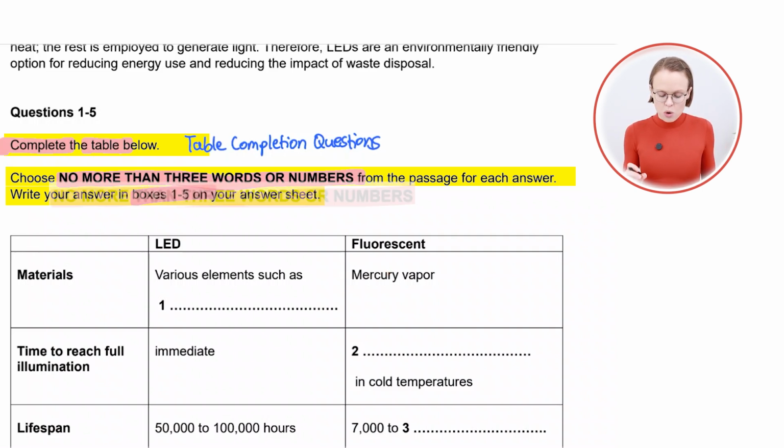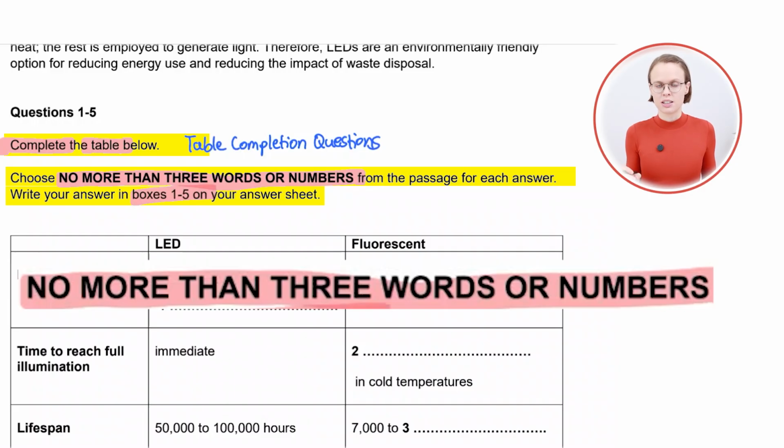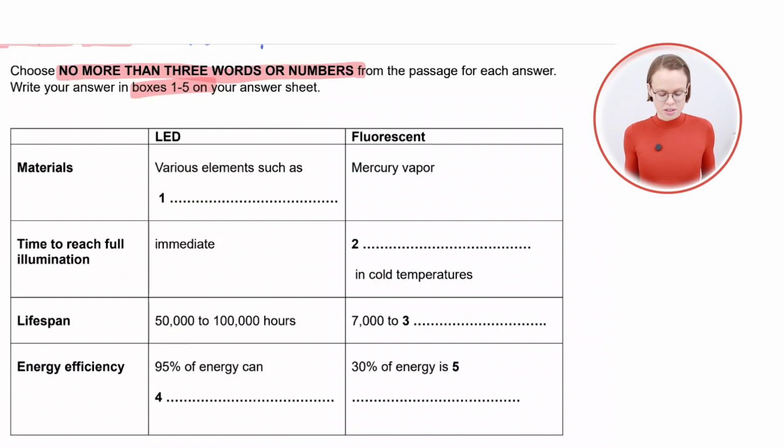Now, it says no more than 3 words or numbers here. This is super important, guys. Make sure you read the instructions carefully in IELTS reading, because if you write more words or numbers, the answer is wrong and you don't get the point. So that's why it's super important to pay attention to the instructions. Let's have a look at the first question.